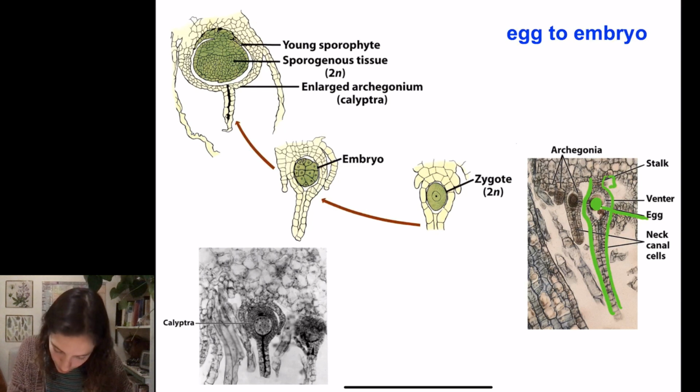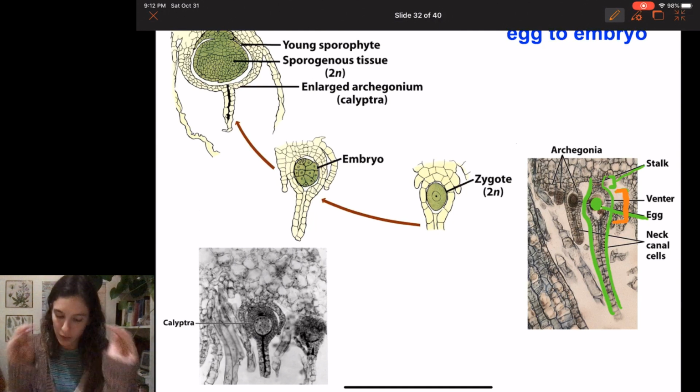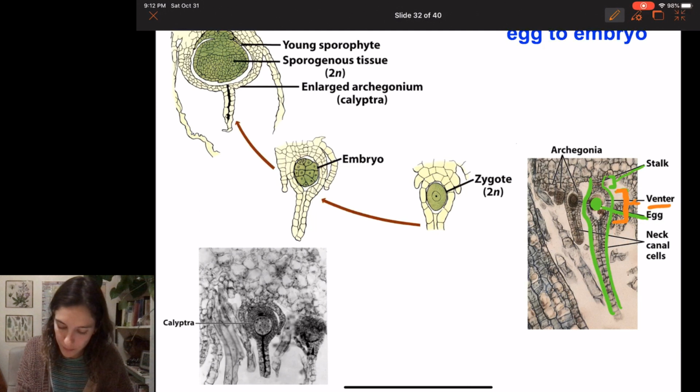This is the stalk right down here, just the base. The venter, let me do a different color. The venter is this part right here that's enlarged. It's inflated to make space for the egg. This is called the venter. Okay. I don't think that's going to be in the quiz or anything. I'm just telling you. And then the neck is this elongate part.